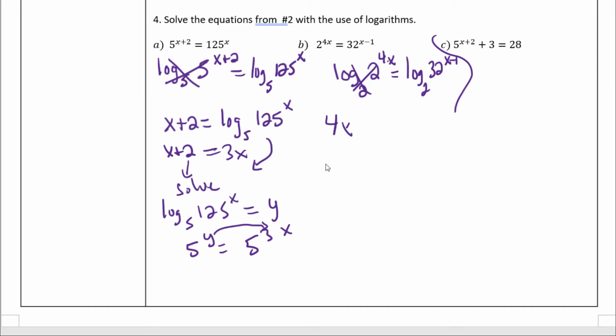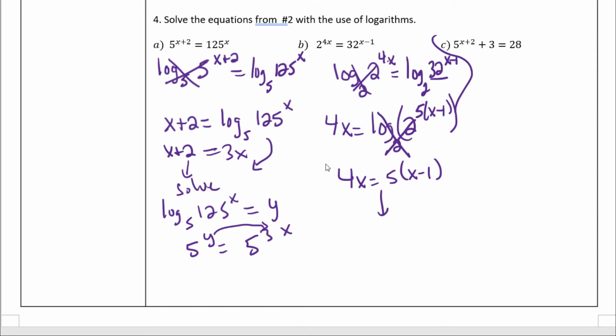So we have 4x equals, so now what we could do is rewrite 32 as 2 to the 5th power. And then of course we have the x minus 1 next to it. And then now the log base 2's cancel. You see this 2 in the log, they cancel, and it gives me the exact same thing that I had before, which is the 5 times x minus 1, and then I can proceed to solve it. All right, we solved it the same way that we did before in problem number 2, so just look at that. All right, and then for this one, subtract 3 on both sides. Now we could do the log base 5.